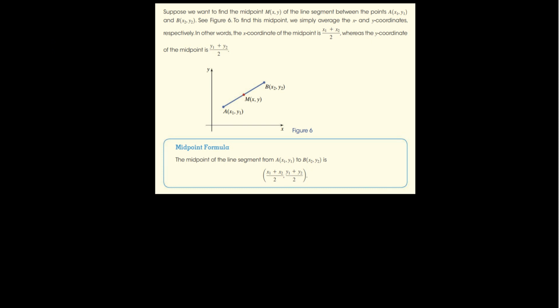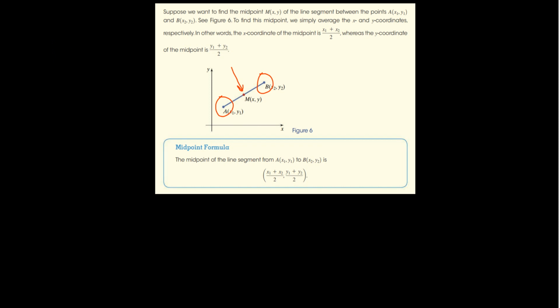So big M, (x, y), of the line segment between the points A, in red, this is going to be point A, and this is going to be point B. Notice how this point M is smack dab in the middle of points A and B. That is called the midpoint formula. This is a formula you need to memorize, but I don't feel like it's abundantly difficult to memorize.